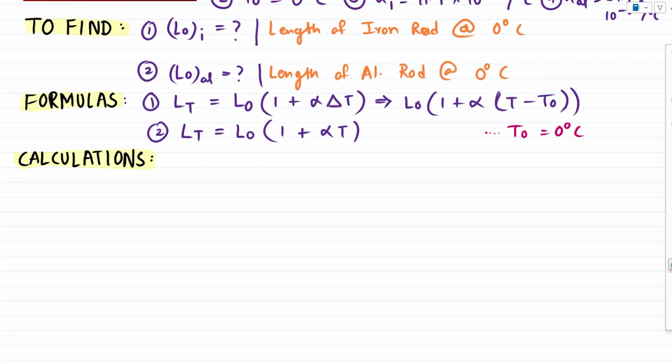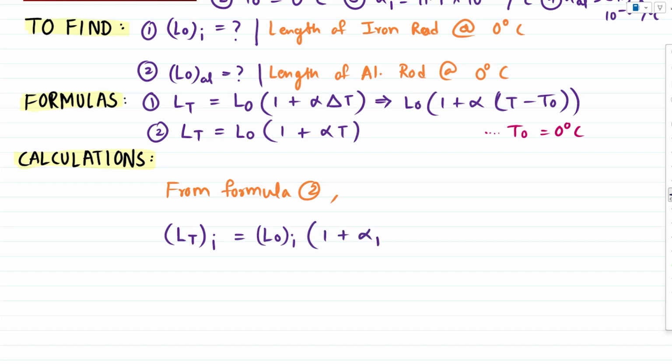Now if we were to use this formula, so in our calculation, if I say from formula number 2, I can say that the length at any temperature T for iron is equal to the length of iron at 0 degree Celsius into 1 plus alpha of iron, alpha I, times temperature T. So using the formula, I can say this for our iron rod. Let me call this our equation number 1.